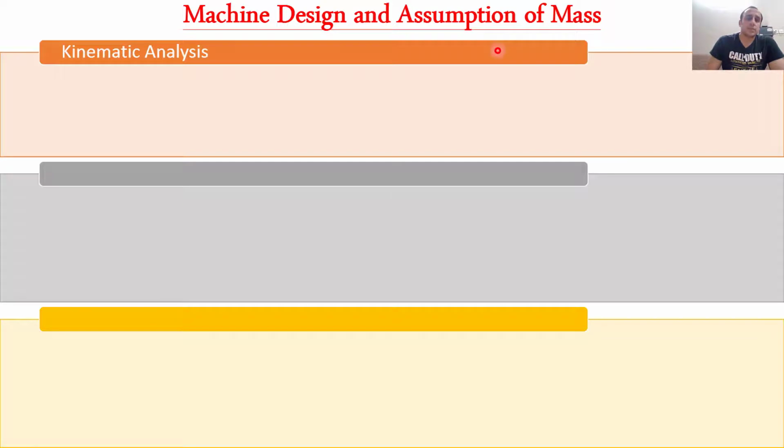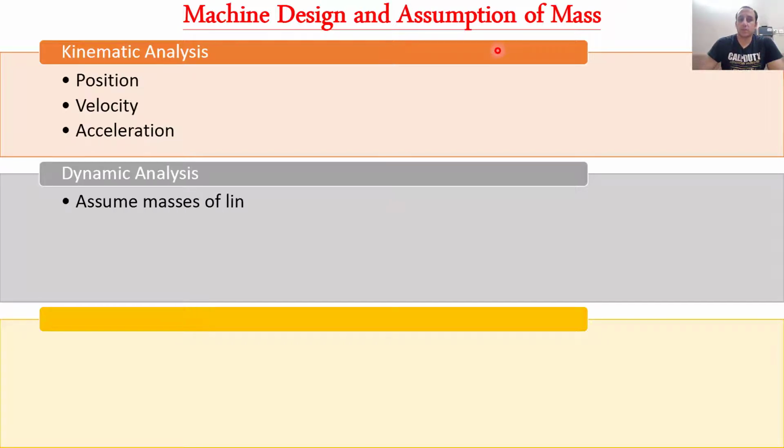So once again, we have the kinematic analysis. We know the position, velocity, and acceleration. In the dynamic analysis, first of all, we will assume the masses. Now we got the value of acceleration from the kinematic analysis, and we are in the domain of dynamic analysis. In order to get the value of F, we know that F is equal to ma. We know a, and we need to calculate the force, but before that we need to assume the masses of links, because in the kinematic analysis we did not discuss anything about the mass of links or the mass of different parts.